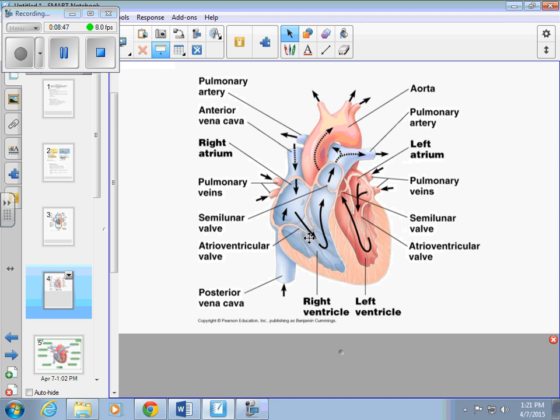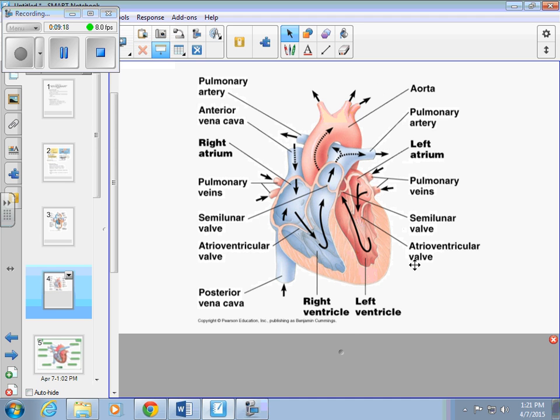This valve here is called the AV valve, or the atrioventricular valve. We also have another valve here before it leaves out the pulmonary artery. It's called the semilunar valve. There's another semilunar valve on the other side of the heart before the blood will leave the left ventricle to the aorta. And there's another AV valve on the left side of the heart. And I think I've covered all the valves.